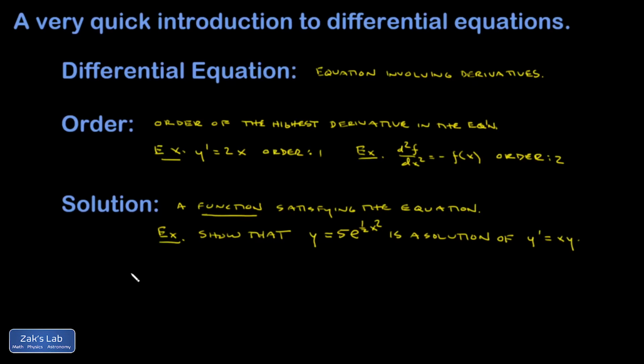So to demonstrate that something is a solution to a differential equation, you just run it through the equation. I'm going to differentiate it. Differentiate with respect to 1/2 x squared. Then the chain rule says tack on a derivative of 1/2 x squared with respect to x, which is 1/2 times 2x. The 2's cancel. And what I end up with is an x times 5e to the 1/2 x squared. But that's what y was, so I have xy. So we verified that this function here solves this differential equation here.